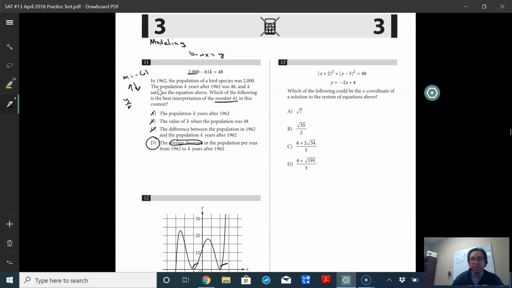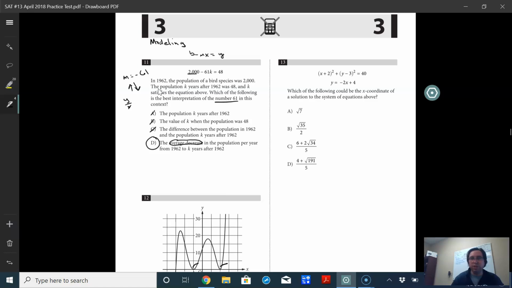Okay, number 13 here is another systems of equations. In looking at it, we see one that represents the equation of a circle, and then another one that happens to represent just a linear equation. So this is really unusual. You haven't really seen this much on the SAT. Traditionally, it's going to be a quadratic paired with a linear.